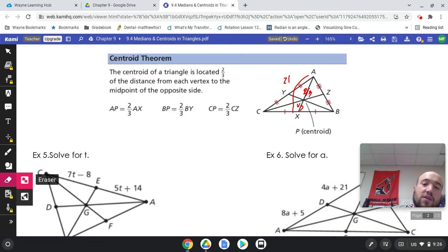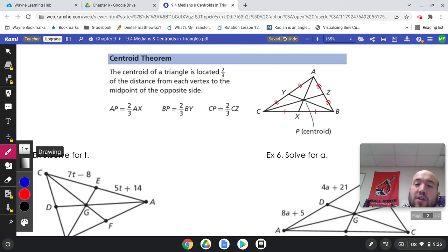Now you might notice also then that the 2/3 is twice as big as the 1/3. Okay, so if we knew that this was, say, 6, then the whole distance we would know would be 18, and this part would be 12, twice as big.